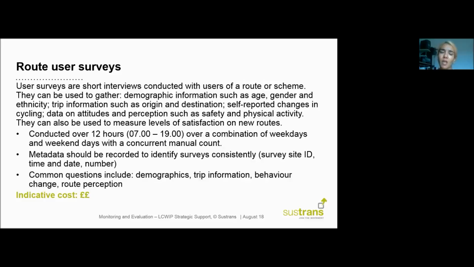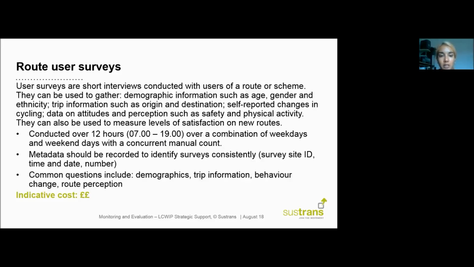And a key benefit for evaluating schemes can be to also ask questions around the perception or level of satisfaction with the infrastructure or route provision. So that can be a way of measuring user satisfaction with what has been delivered as part of an evaluation.